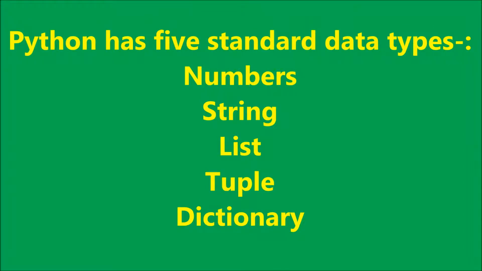Python has 5 standard data types. First one is numbers, next one is string, next is list, next is tuple, and last one is dictionary.